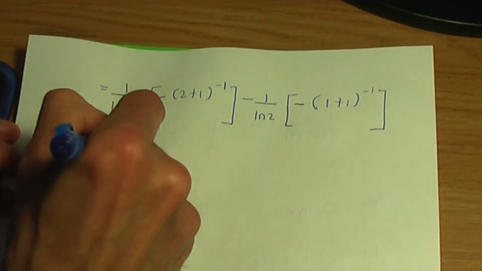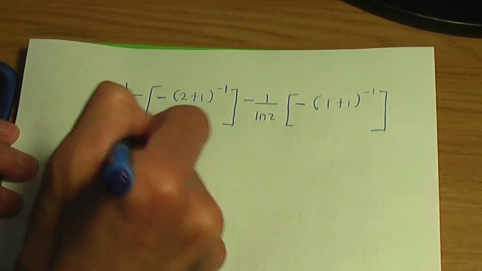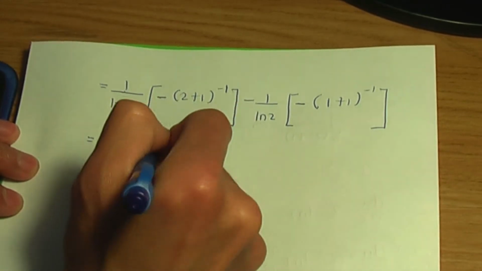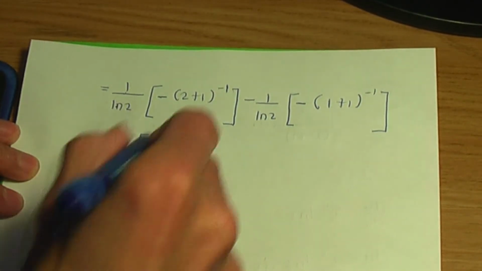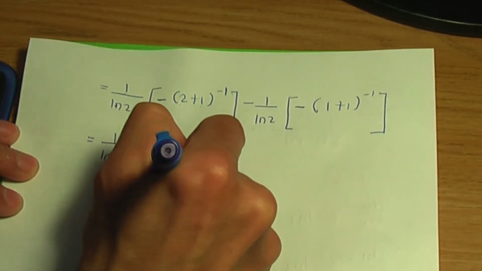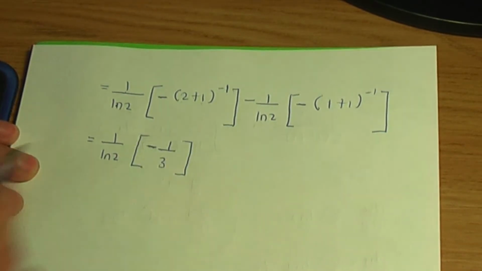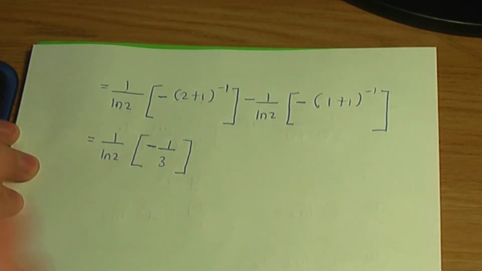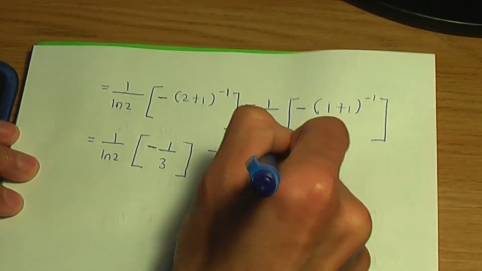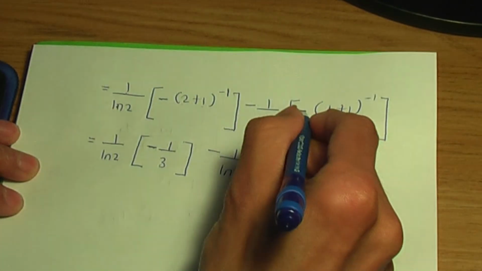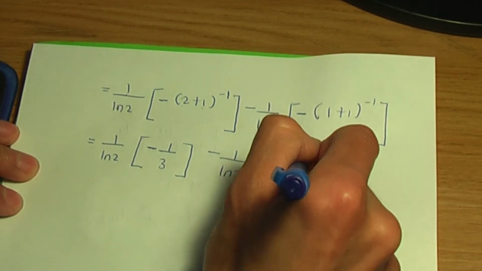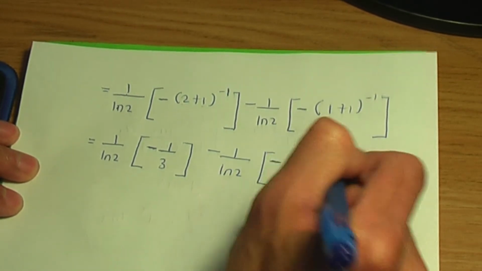Now when I simplify, I'll have 1 over ln 2 from here, and in a bracket we have a minus, so let me retain the minus. 2 plus 1 to the power minus 1 is the same as 1 over 3. Don't forget to keep the minus in front. And from the second term, I've got minus 1 over ln 2, opening another bracket. Let me retain that minus. And 1 plus 1 to the minus 1 is the same as 1 over 2.